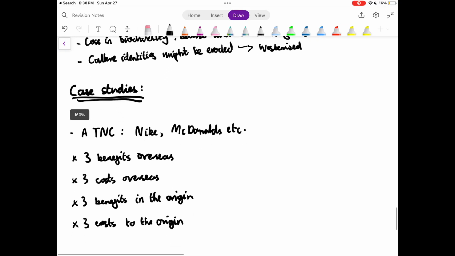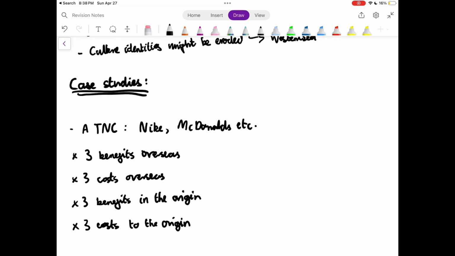And now we're going to be looking at the case studies that you need to know for this topic, and you only need to know one case study, which is an example of a TNC. So for this case study, you need to know 3 benefits of the TNC overseas and 3 costs of the TNC overseas. And again, you need to know 3 benefits at the country of origin of the TNC and 3 costs of the TNC in the country of origin.